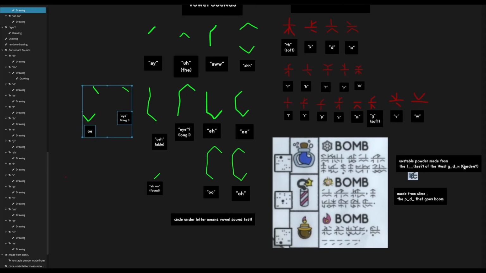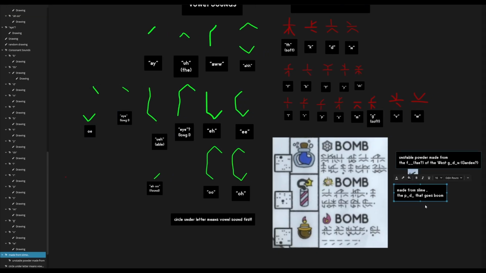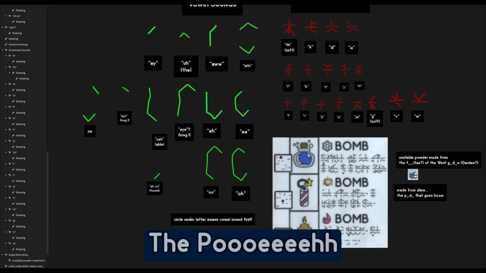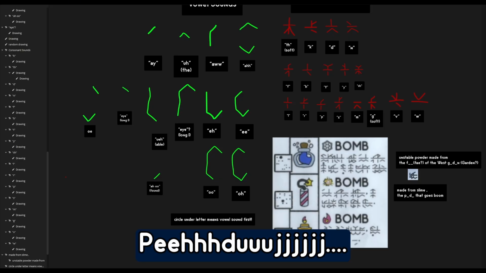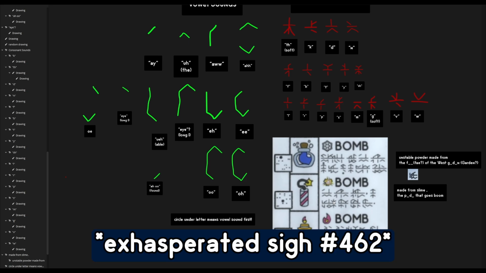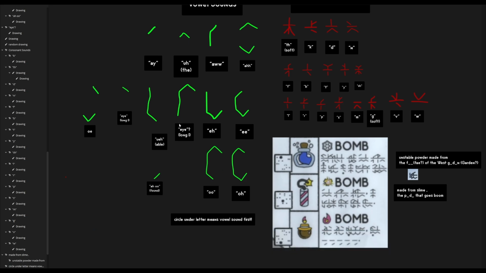Cool, unstable powder made from the West Gahhhden. Made from slime. Like, I feel like this is the part that goes boom. That's P. I think this is I, P. Wait, what is this? The P. Dash. Pitch. Pidge. Pedage. P. A. The P. I don't know.